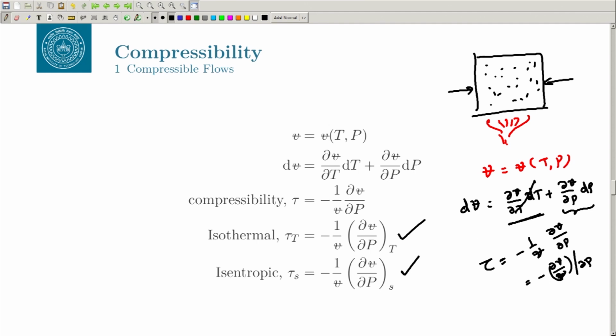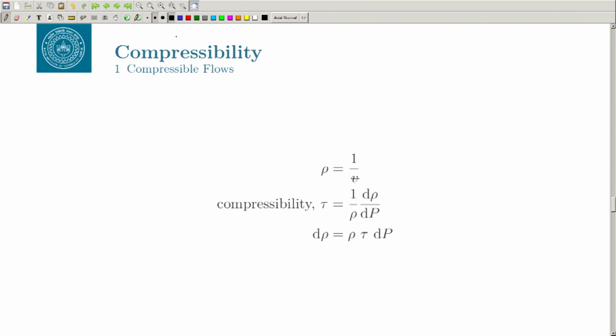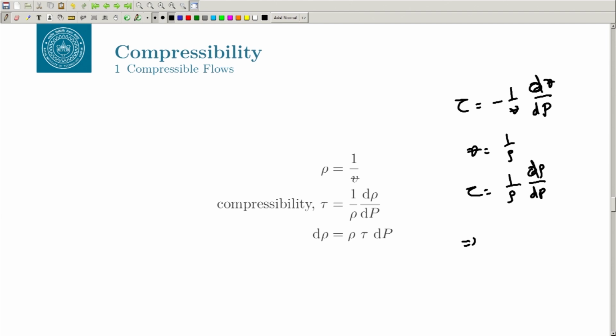Now, let us calculate the value of compression. Before we go there, we can also write tau as minus 1 by V dV by dP, and since V is equal to 1 by rho, this can be written as tau equal to 1 by rho d rho by dP. Now, one interesting thing you can see here is basically d rho is equal to rho tau dP.